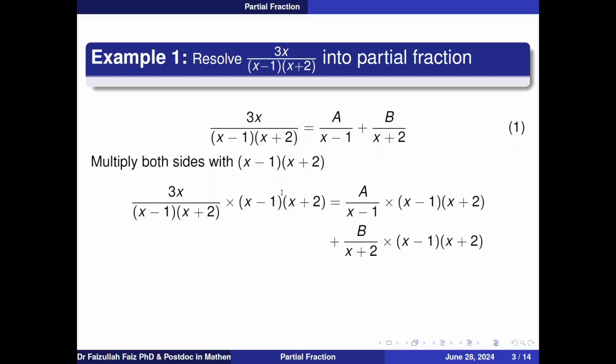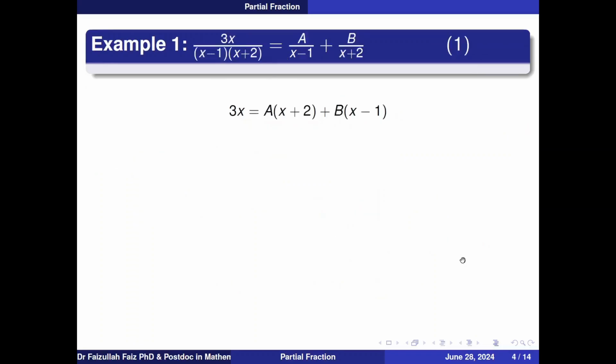and we get this equation. We can see from the left hand side, the similar terms will cancel and we will get only 3x. Then from the first term on the right hand side, x minus 1 will cancel with x minus 1. And we get A into x plus 2. Then from the second term, x plus 2 will cancel with x plus 2 and we get B into x minus 1.